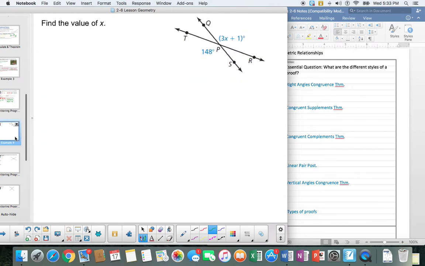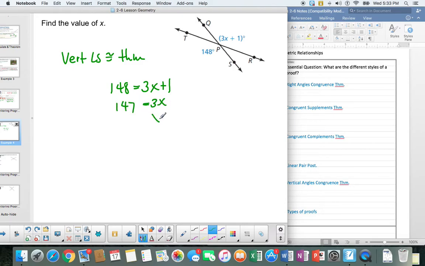Okay, let's take a look at this problem. This is not a proof, but these are vertical angles, and we know that the vertical angles congruent theorem tells us that we can set them equal to each other because they're the same size. So 3x is equal to 147 and x is equal to 39.